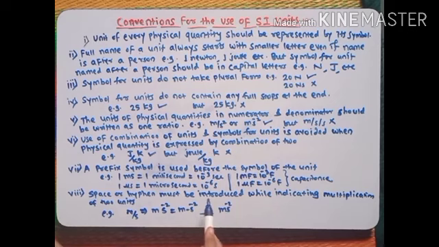A space or hyphen must be introduced while indicating multiplication of two units. Here, meter per second is written as meter second raised to minus 2. Here there is multiplication, so a space or hyphen is there, but not here. Together, ms raised to minus 2 is wrong, and this is correct. Okay, these are the rules or conventions for the use of SI units.